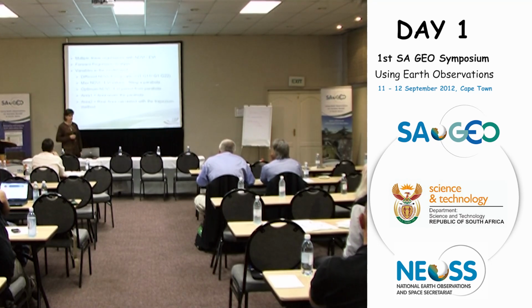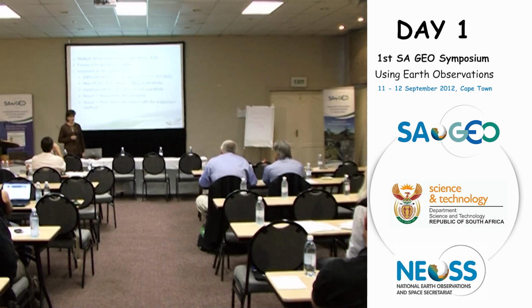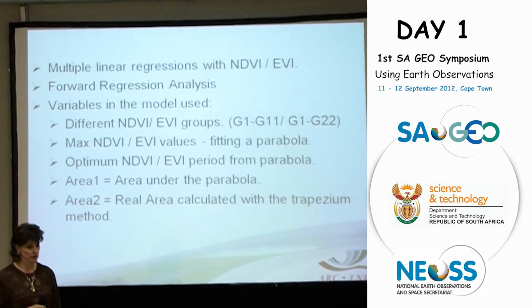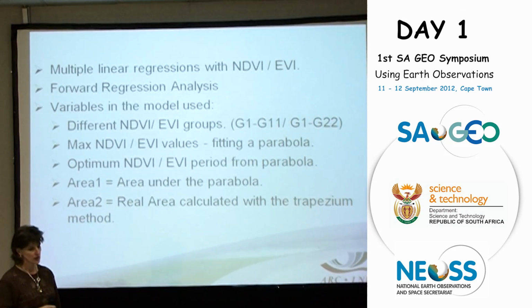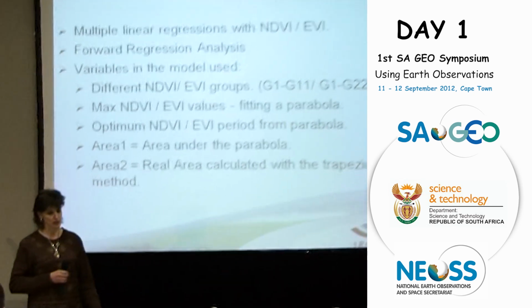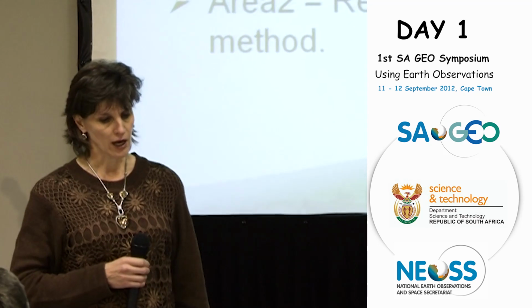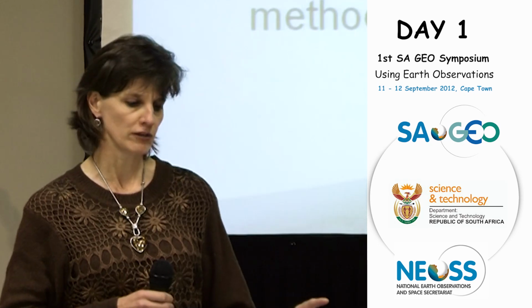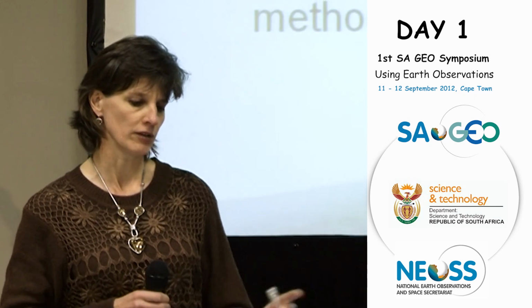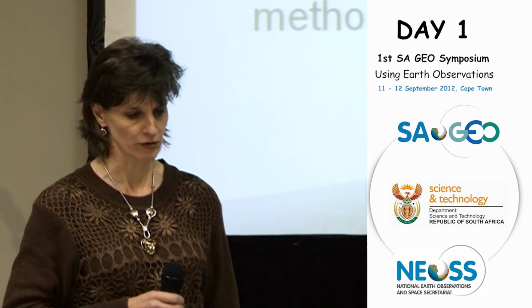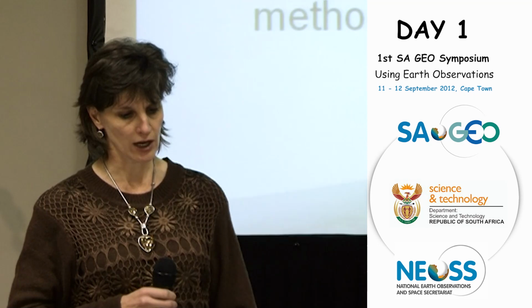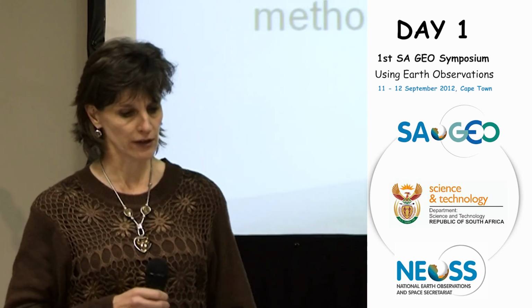Okay, and the multiple linear regression with the NDVI, EVI values, how was this done? With forward regression analysis, the variables in the model used are first the different NDVI groups, EVI groups. So in the one data set it was group 1 to 11, and the other data set group 1 to group 22, depending on whether it was 8-day NDVI or EVI or 16-day NDVI, EVI values. I also calculated the NDVI and the EVI maximum values by fitting a parabola on that data.